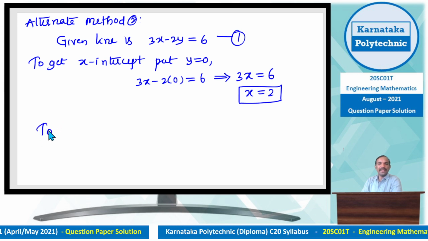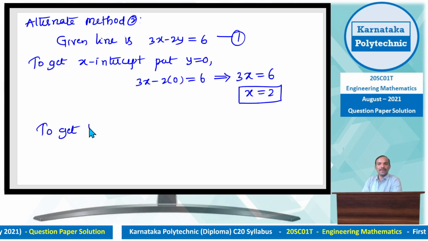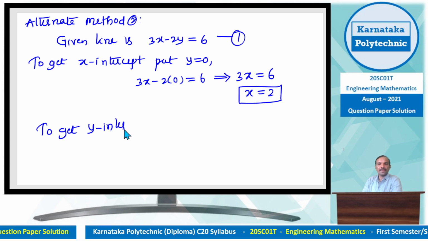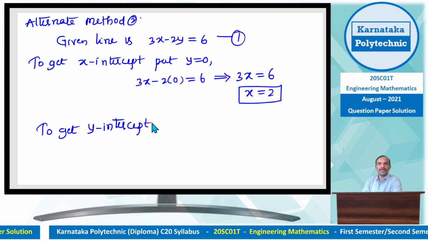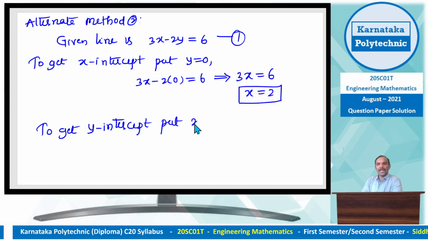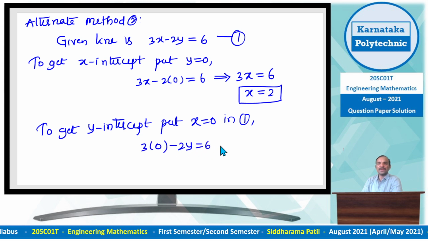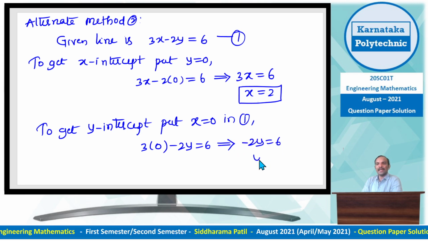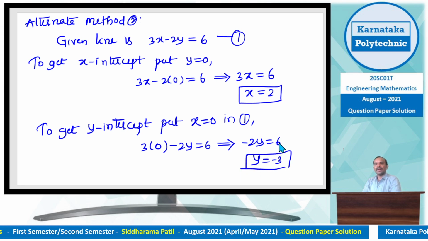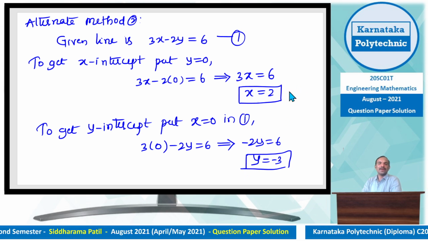Now, to get y intercept, put x equal to 0 in equation number 1, you are going to get 3 into 0 minus 2y equal to 6, which implies minus 2y equal to 6, that implies y equal to minus 3. Minus 2 on both sides cancels, minus 3. This is the third method.